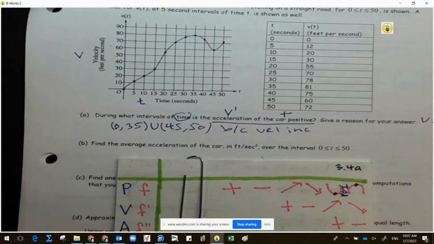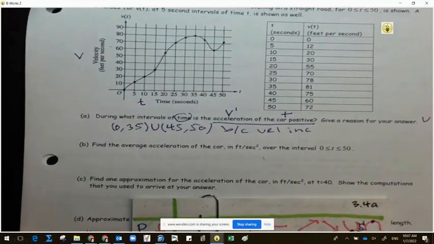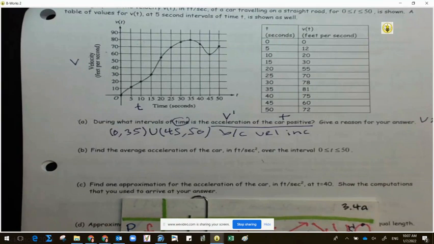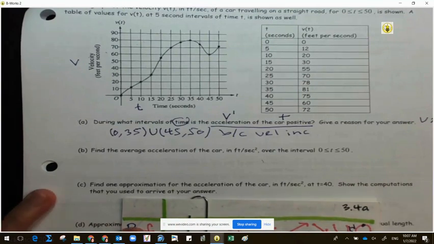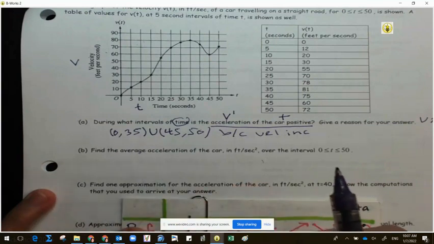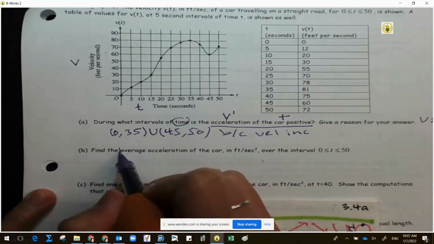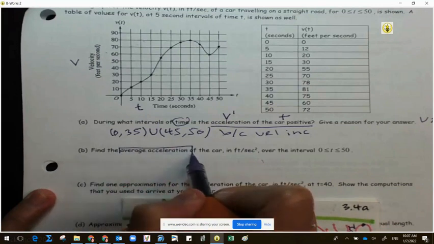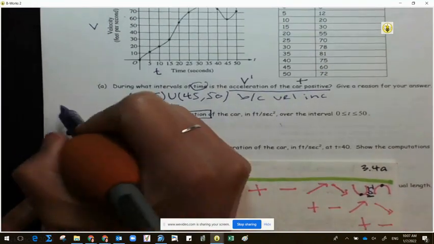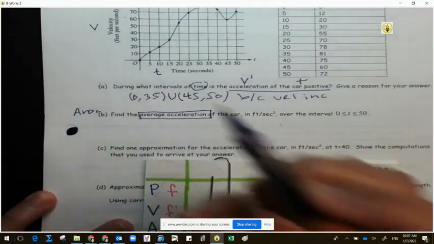So that information is not new from last semester. Same with B and C. So on B, Jameson, let's read. Find the average acceleration of the car in feet per second squared over the interval 0 is less than or equal to t less than or equal to 50. So let's see if y'all recall the average acceleration. Is that A-rock or I-rock? A-rock, average rate of change.